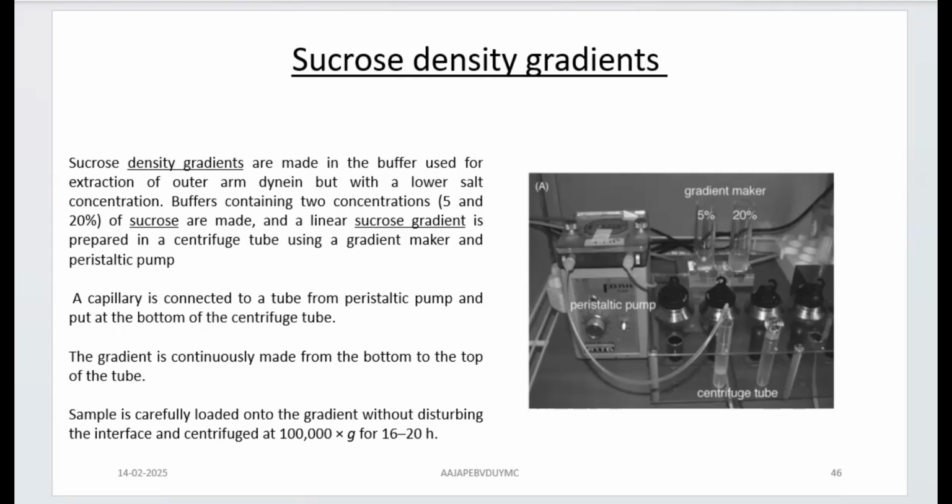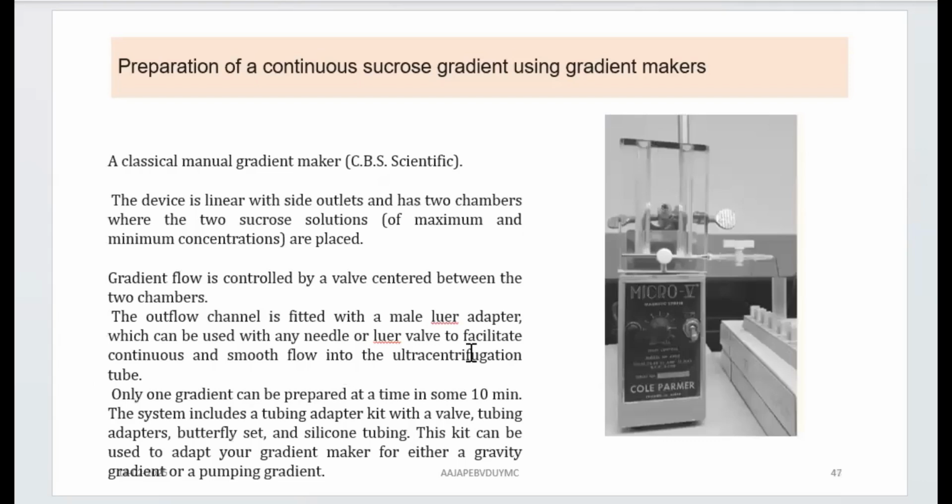Now comes the next point, that is the continuous gradient preparation, right? Now here you have a certain instrument from a particular company, which I have shown here, showing you the details, like what the company is, what the brand is, right? And here are the two tubes which are going to hold the sucrose solutions of different concentrations. Here is the outlet pipe, here is the microcapillary attached, and here is the tube which is going to be used as a gradient tube, right?